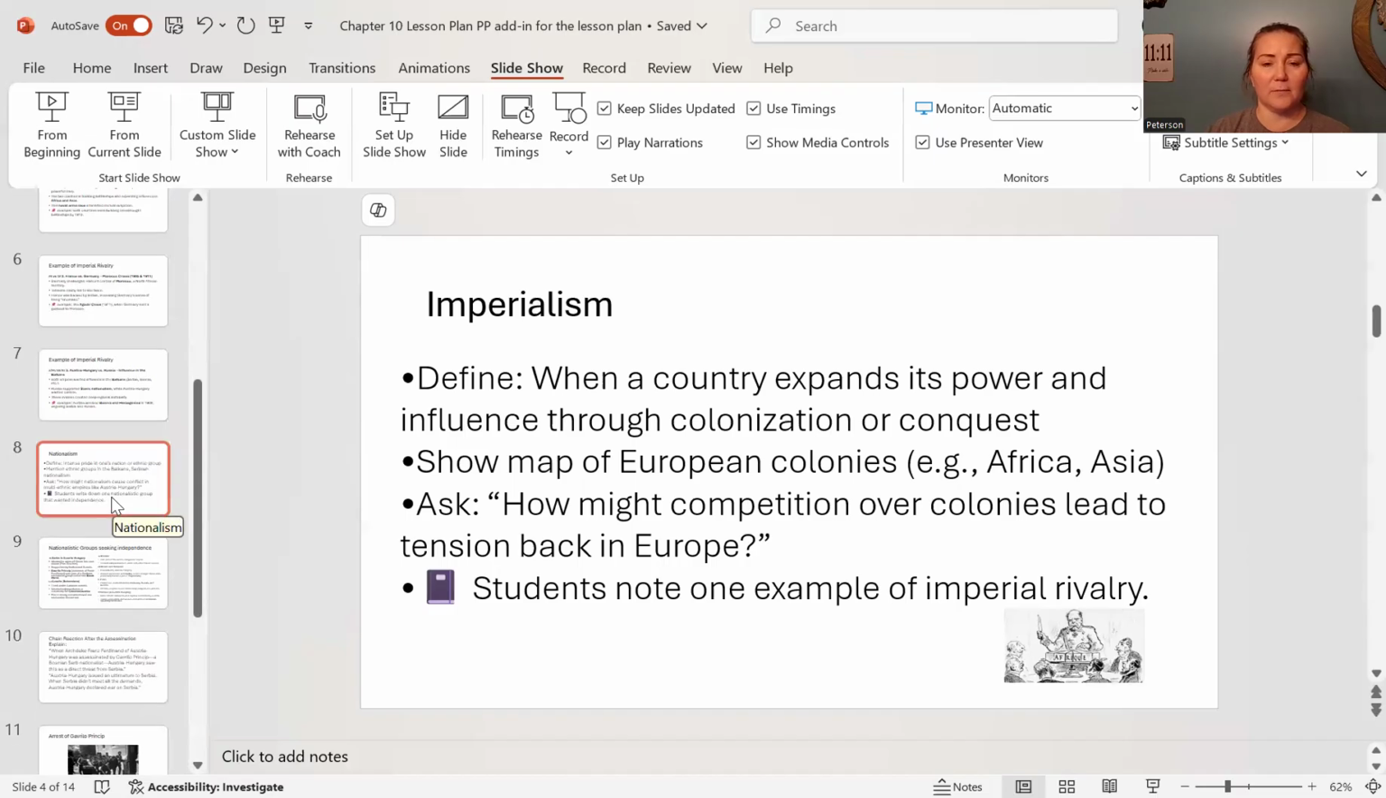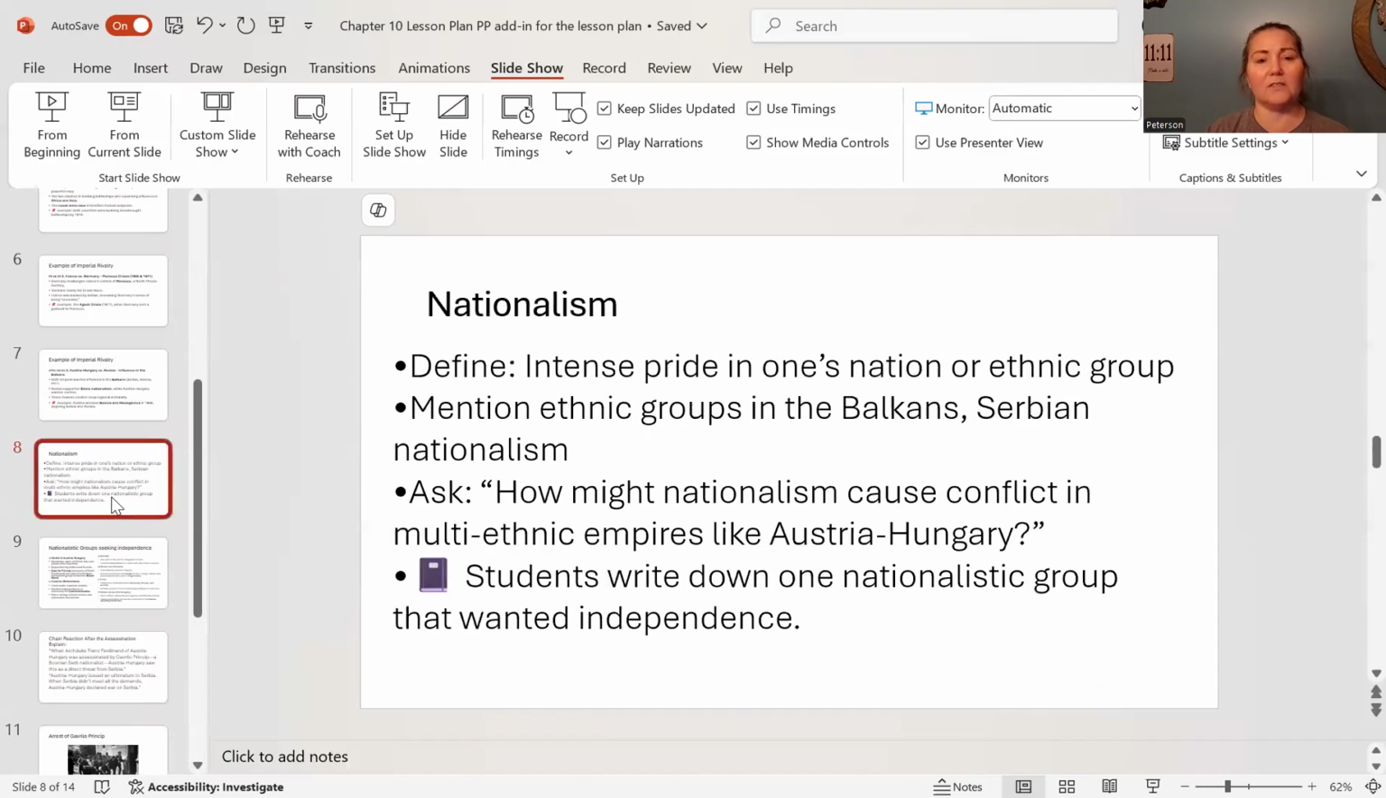So we've hit M, we've hit A, this is I. Let's hit this last one. Nationalism. The definition: intense pride in one's nation or ethnic group. Balkans, Serbian nationalism. Those have very big roles in World War I. How might nationalism cause conflict in multi-ethnic empires like Austria and Hungary? How might that affect the multi-ethnic empires?